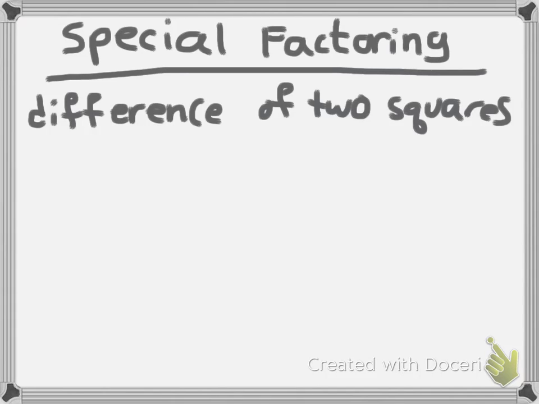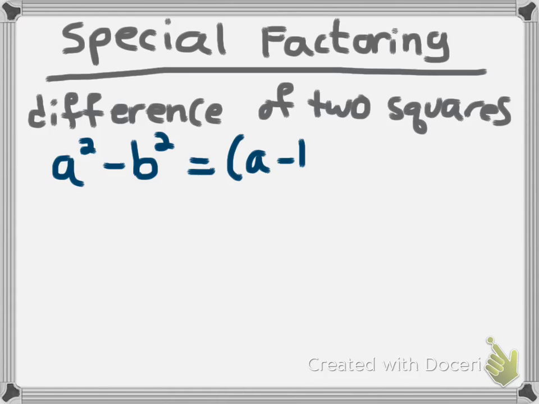Alright, so let's talk about special factoring and different types of patterns that we can deal with when we're factoring. One in particular is the difference of two squares. So what that looks like is when you're asked to factor something like a squared minus b squared, this factors into a minus b times a plus b, and you can always check that by FOILing out. So that's the pattern that we're thinking about first.